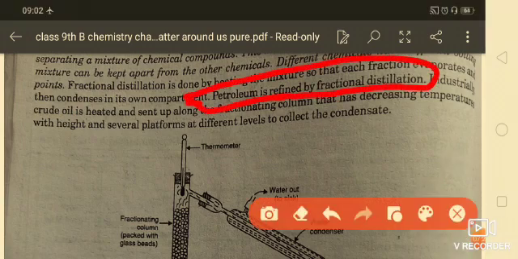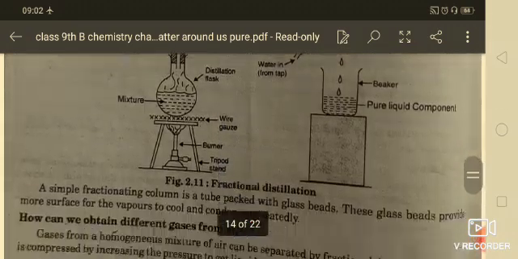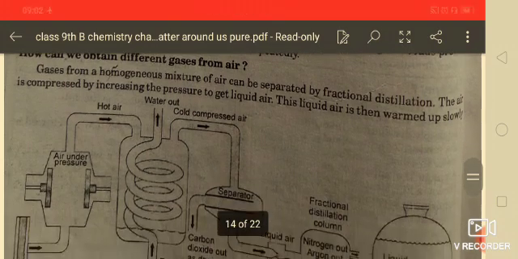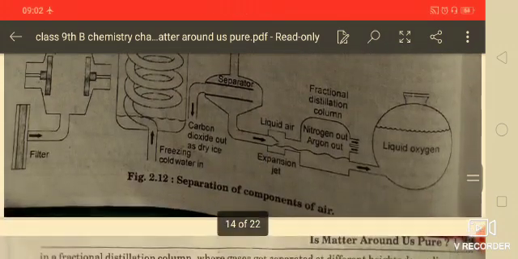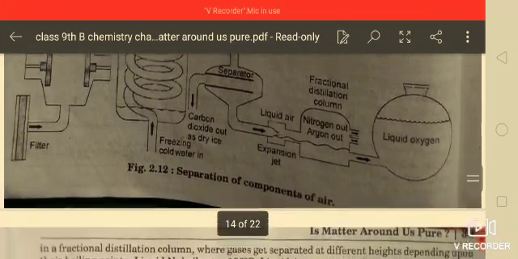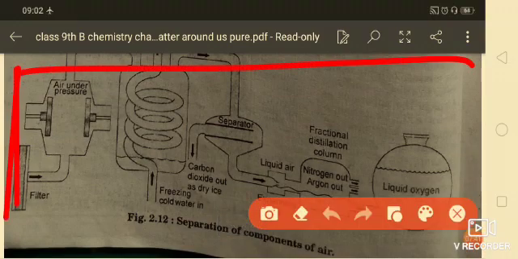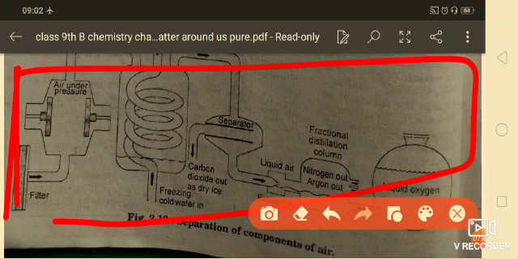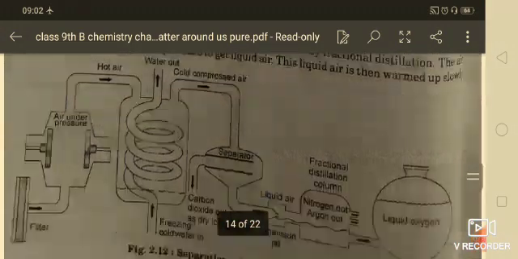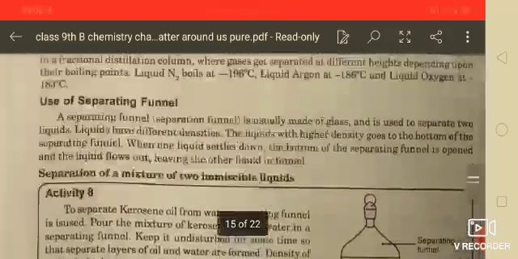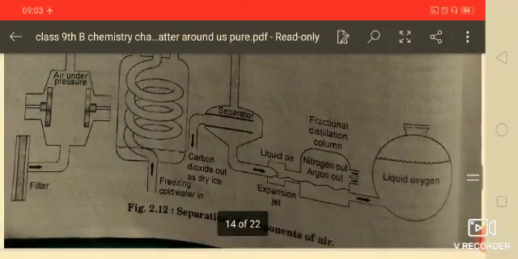It is very important. So you are seeing here fractional distillation, and how we can obtain different gases from air. This process is the separation of air; the components of air are most important. It is very important how you will separate the components of air. So the air components will be separated here, and you will use this diagram also.